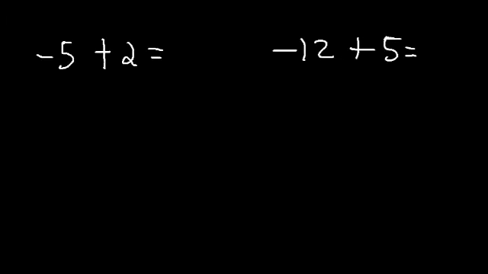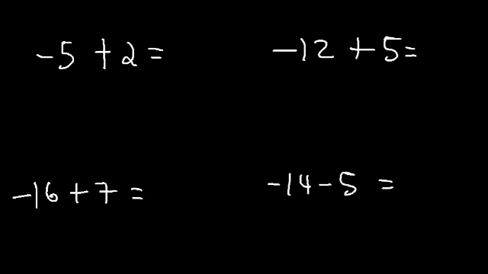So here's the next round of questions. Negative 5 plus 2, negative 12 plus 5, negative 16 plus 7, and negative 14 minus 5. So try those. So starting with negative 5, we're going to add 2 units.